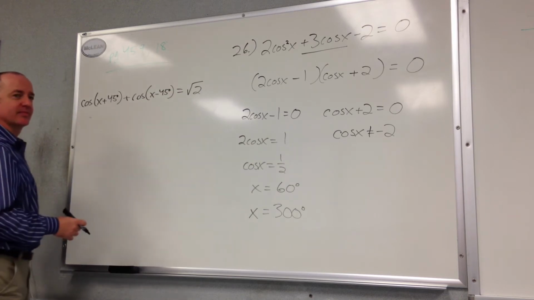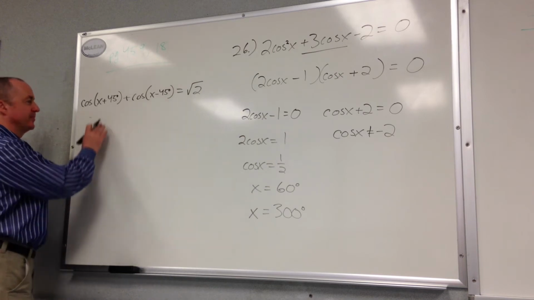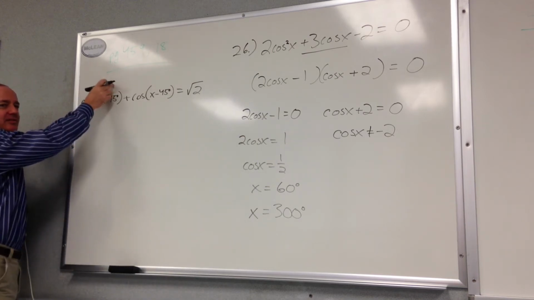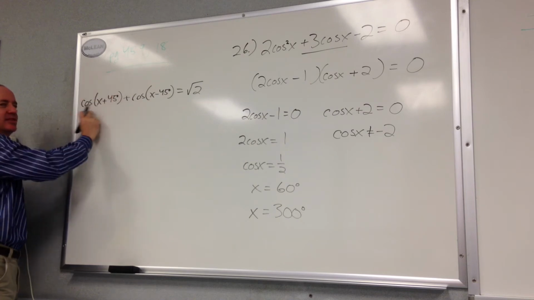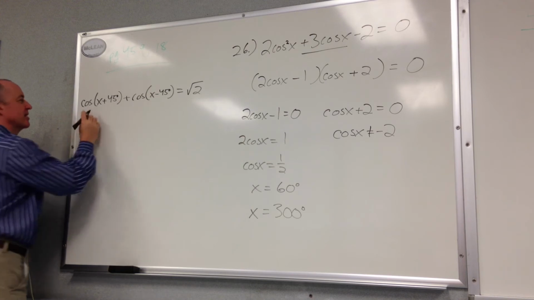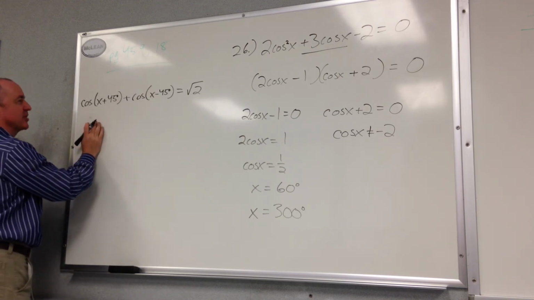I distributed the cosine. You can't distribute. You can't distribute it like this. It's not algebra. Then you do the cosine x cosine 45. Bingo. You've got to use the sum and difference identities. You can't do any algebraic distribution.